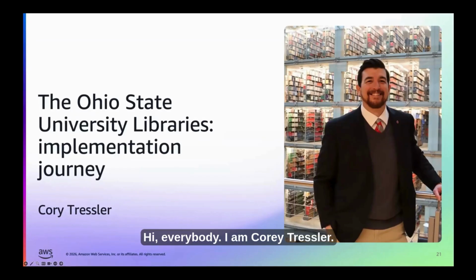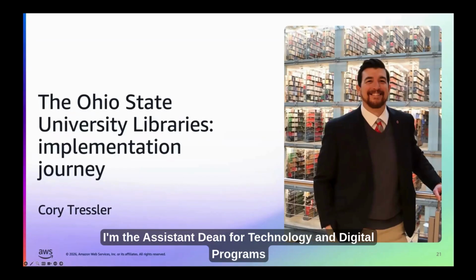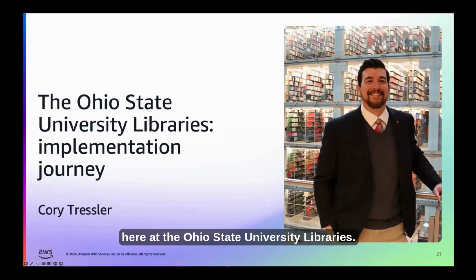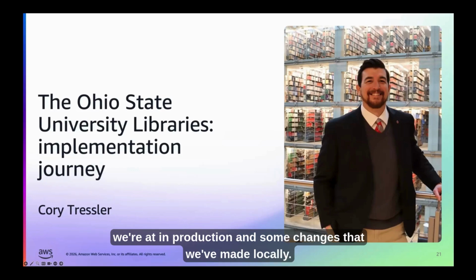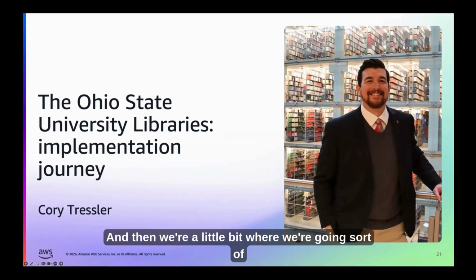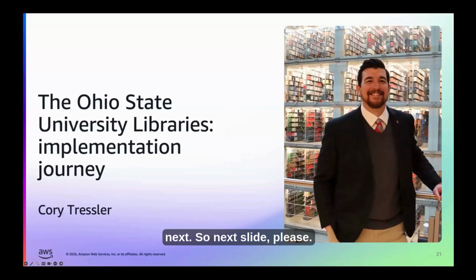Thanks, Colleen. Hi, everybody. I am Corey Tressler, the Assistant Dean for Technology and Digital Programs here at the Ohio State University Libraries. As Colleen mentioned, we were the first to really engage with the CIC Center on this potential solution. It was a really wonderful sprint that we did with them to get to where we initially were with the prototype. I'm going to talk through a little bit of where we're at in production, some changes that we've made locally, and then a little bit about where we're going next. Next slide, please.